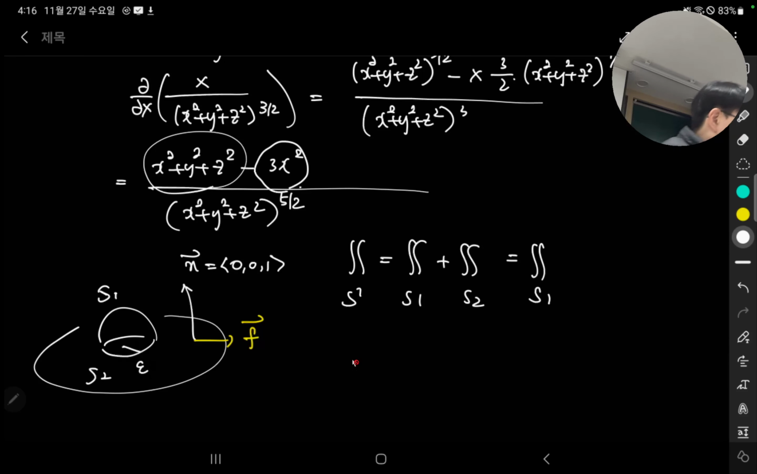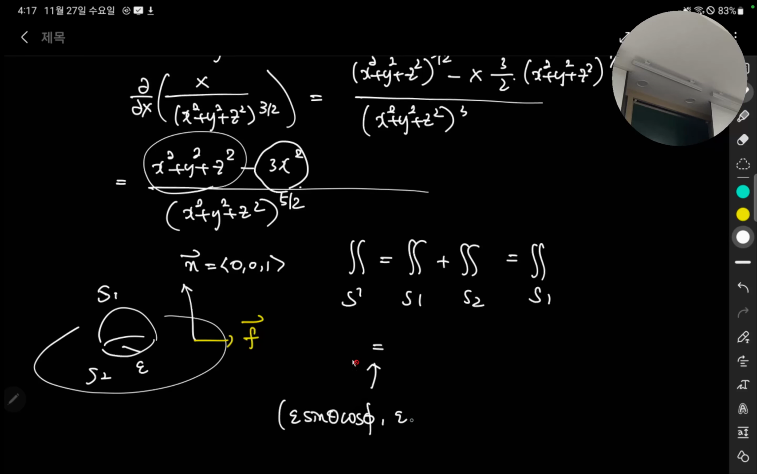So I want to parameterize my S1 into epsilon sine theta cosine phi, epsilon sine theta sine phi, and epsilon cosine theta. But eventually it will not really matter. So when I take the surface integration, it's 0 to pi, 0 to 2 pi, sorry, it's a hemisphere, so it's 0 to pi over 2, 0 to 2 pi.